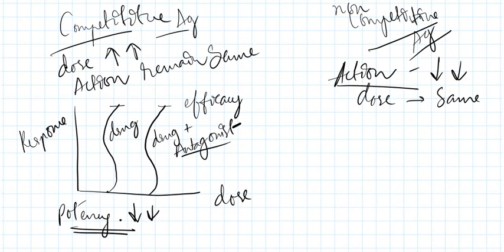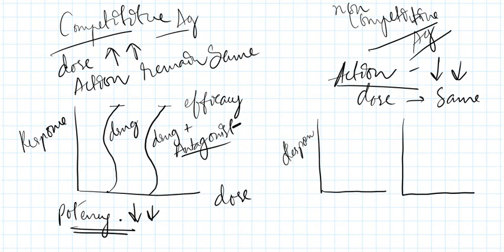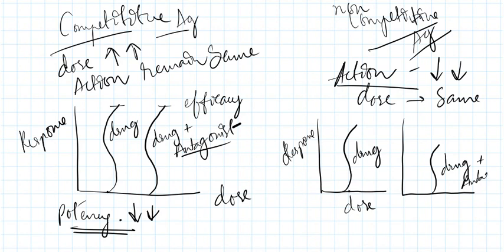Actually we should show it in two graphs. Why? Because the action remains the same, right? This is response, this is dose. The dose remains the same. This is with drug, but the action gets decreased with drug plus antagonism. So you observe something here. The dose here remains the same.